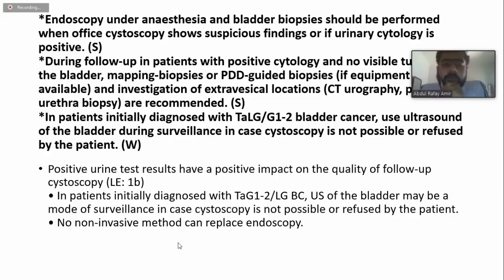During follow-up in patients with positive cytology and no visible tumor in the bladder, mapping biopsies or photodynamic guided biopsies and investigation of intraurethral location are recommended. In patients initially diagnosed with TA G1, G2 tumor, use ultrasound of the bladder during surveillance in case cystoscopy is not possible or is refused by the patient.